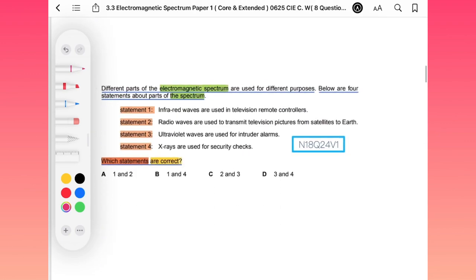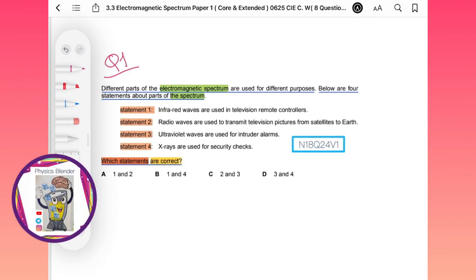Okay, let's start with question number 1. We have different parts of the electromagnetic spectrum, and we have their uses, different purposes. Below we have 4 statements, and you have to read them all carefully and choose which statements are correct.